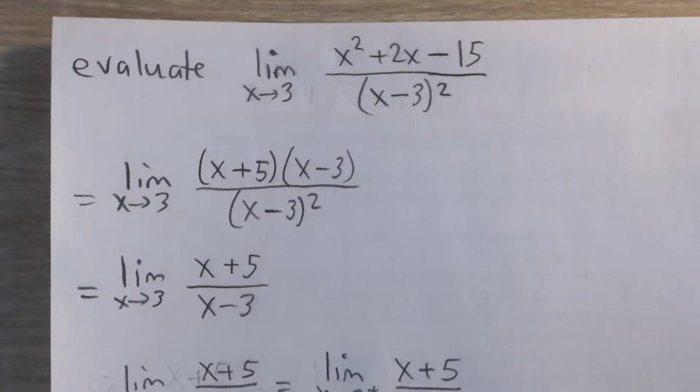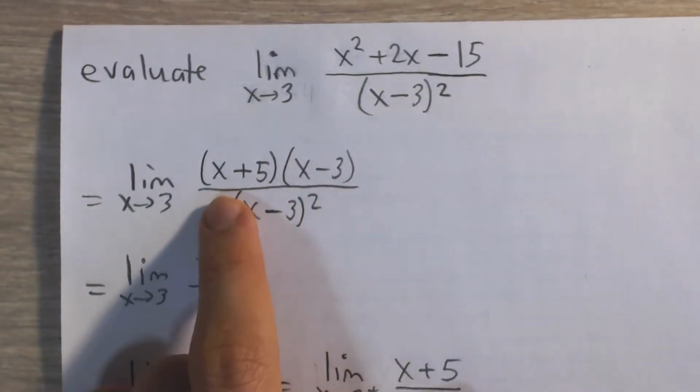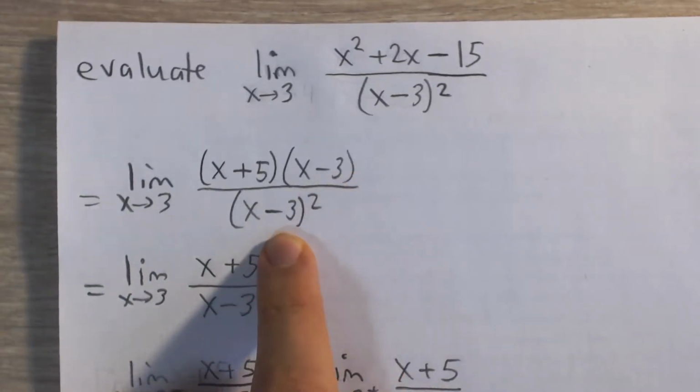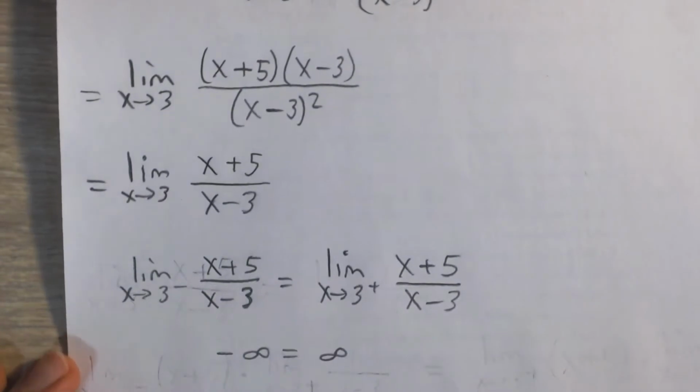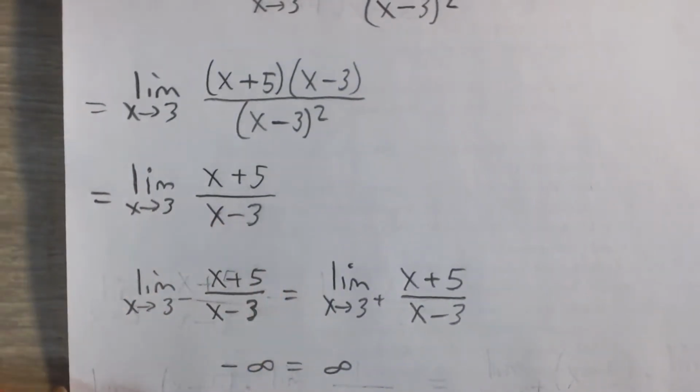So what I'm going to do is factor the numerator. Factoring is always a good key when you have quadratics, polynomials in general. Usually you can find some cancellations. So in this case, I can factor the numerator into (x plus 5) times (x minus 3), and I get a cancellation. One of the x minus 3 factors in the denominator gets canceled. And so my limit becomes the limit as x approaches 3 of (x plus 5) divided by (x minus 3).